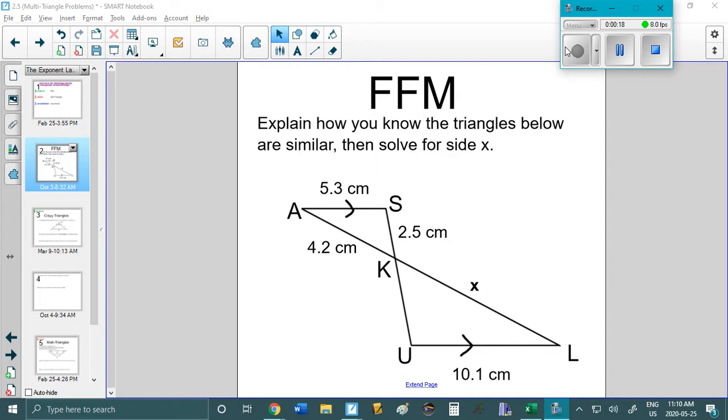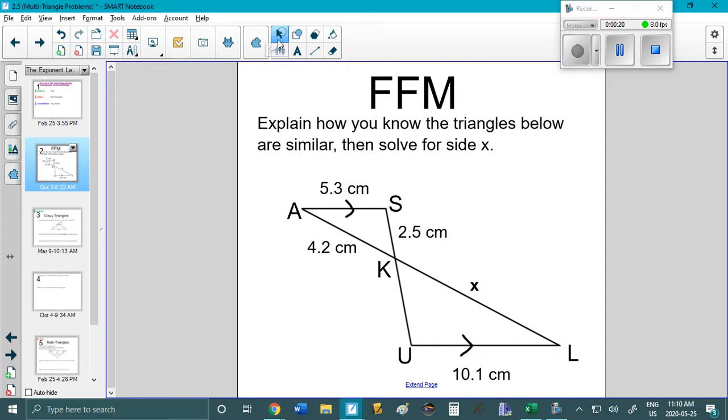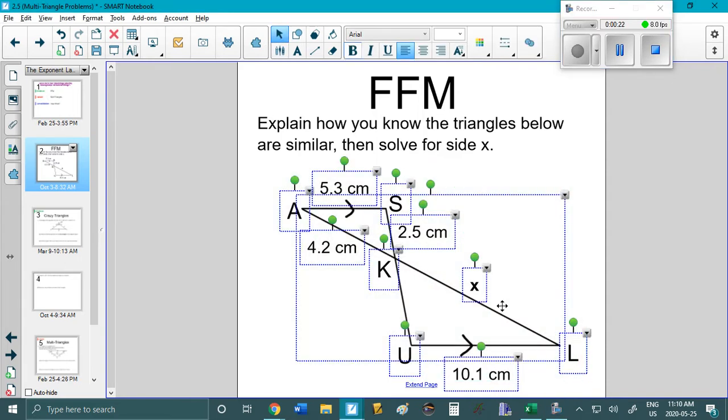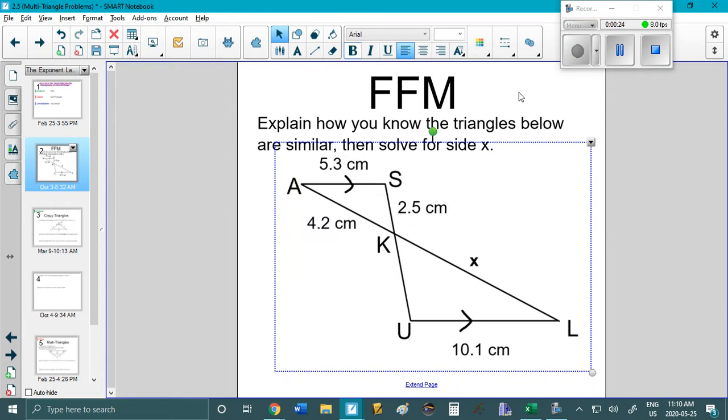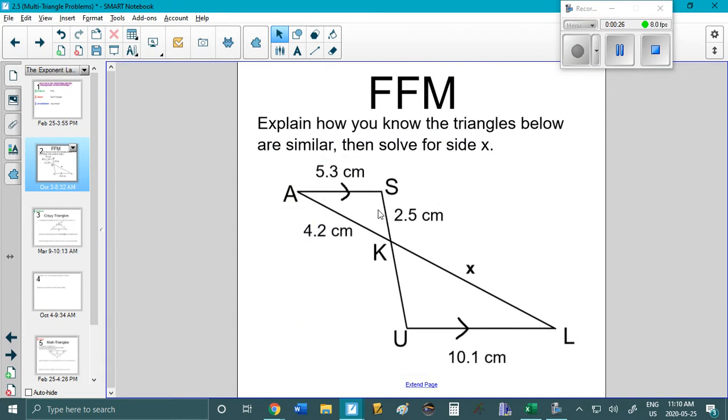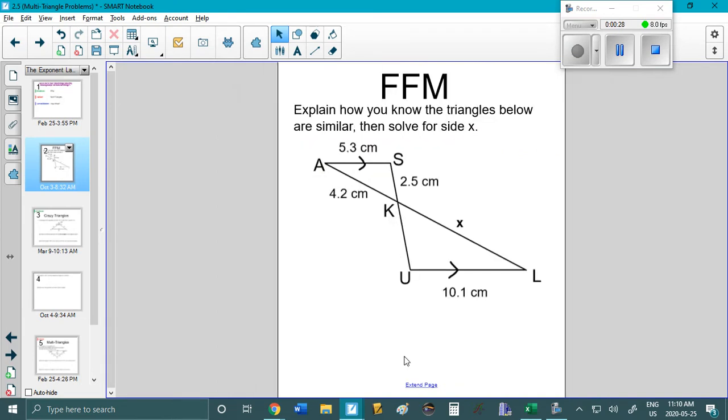All right, I would love for you to pause and try this. I'll do the question in two parts. The first is to explain how you know that they're similar and to write your similarity statement. So like ABC is similar to DEF. But actually, obviously, these won't be the same letters as A, B, C, and D, E, F because we don't have most of those letters. Okay, so please pause and try to figure out how you know that these are similar.